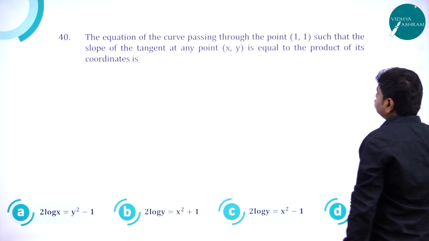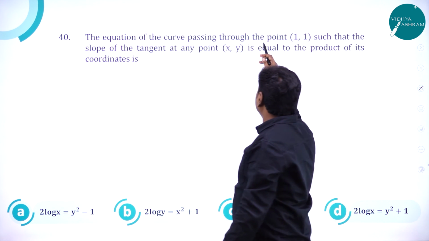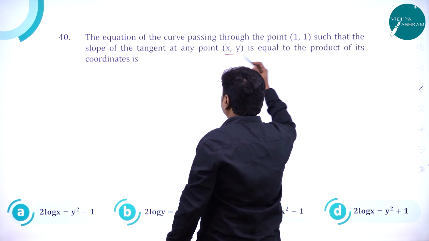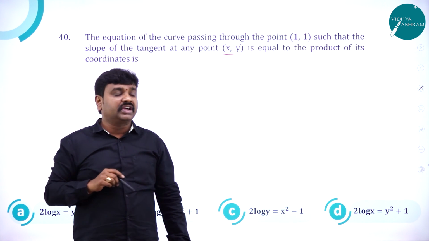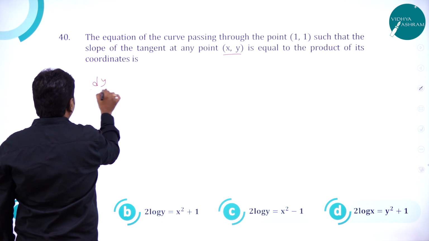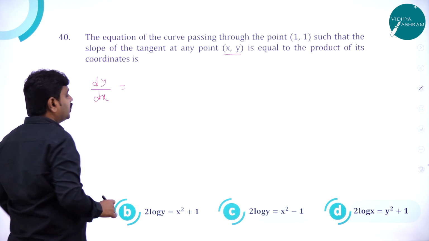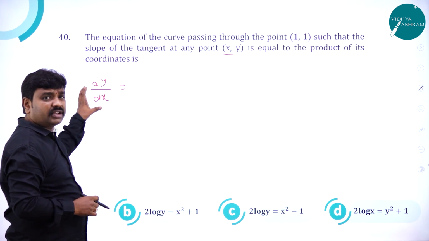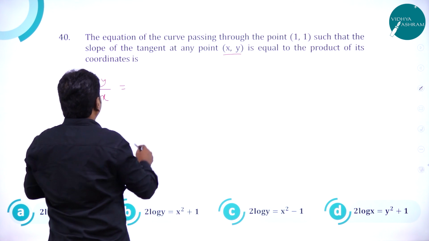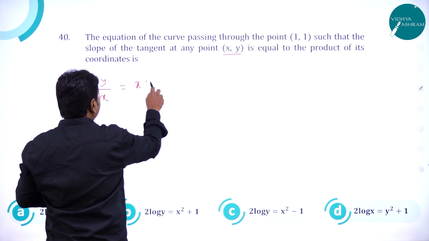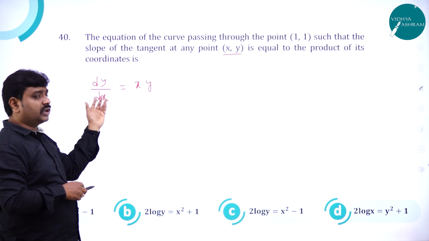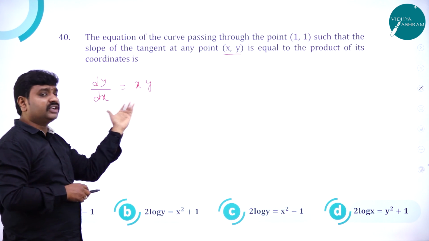Next, the equation of the curve passing through the point 1 comma 1 such that the slope of the tangent at any point is equal to the product of its coordinates. What is slope of tangent? Dy by dx. All of you know the geometrical meaning of dy by dx, slope of tangent. They give that the slope of tangent is equal to the product of its coordinates, x coordinate and y coordinate. So whatever they gave, I wrote it. After I write, this is a differential equation.